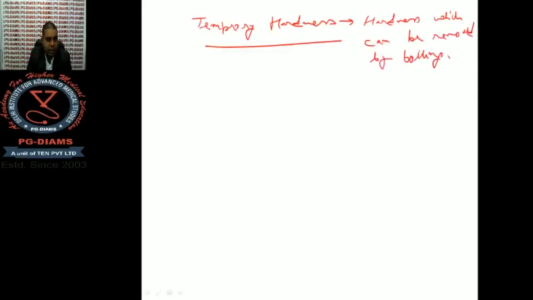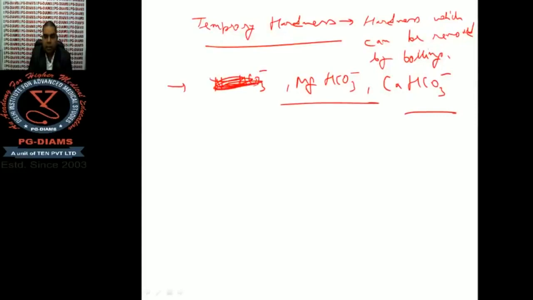And this temporary hardness is because of sodium bicarbonate or magnesium bicarbonate or calcium bicarbonate, mainly because of magnesium and calcium bicarbonate. So bicarbonates are responsible for temporary hardness.